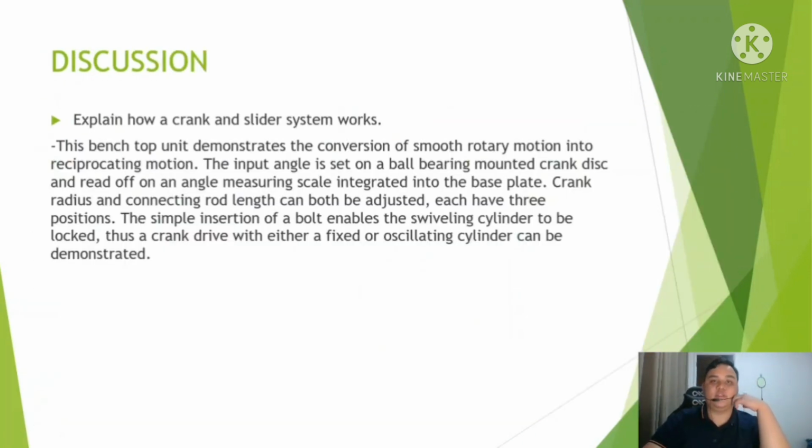This is for the discussion. Explain how a crank and slider system works. This benchtop unit demonstrates the conversion of smooth rotary motion into reciprocating motion. The input angle is set on a ball bearing mounted crank disc and read off an angle measuring scale integrated into the base plate, and the crank radius and connecting rod length can both be adjusted. Each has 3 positions. The simple insertion of a bolt enables the swiveling cylinder to be locked, and thus a crank drive with either a fixed or oscillating cylinder can be demonstrated.